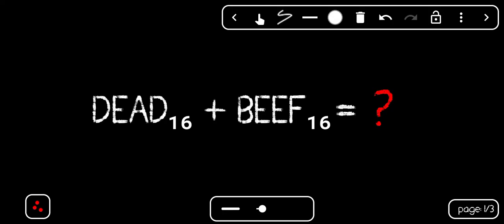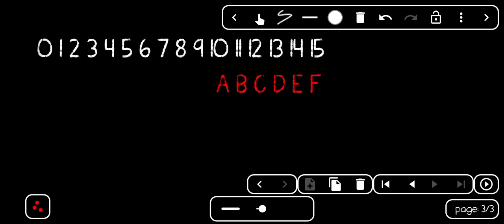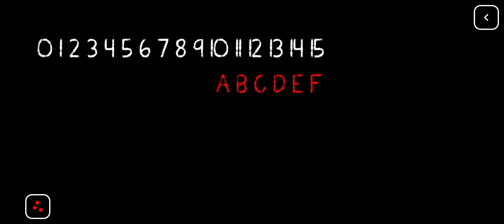Now, this is a base 16 question. DEAD plus BEEF, base 16. How would you work on something like this? So basically, you need to understand what base 16 numbers are.